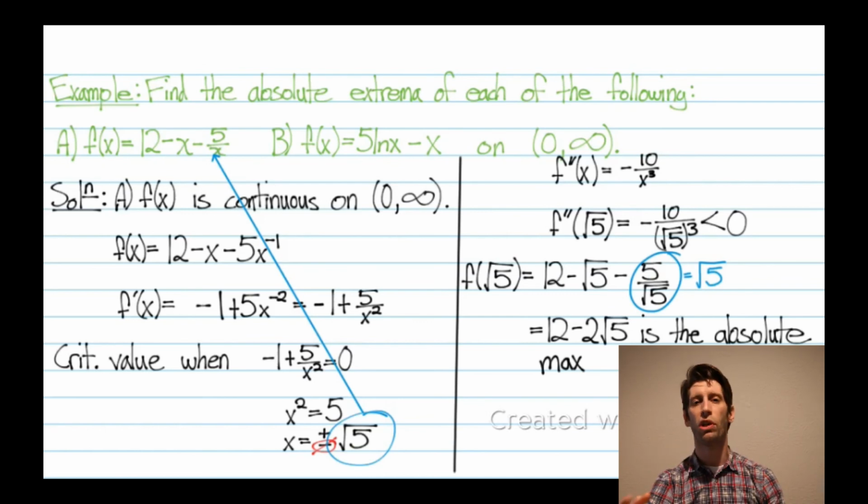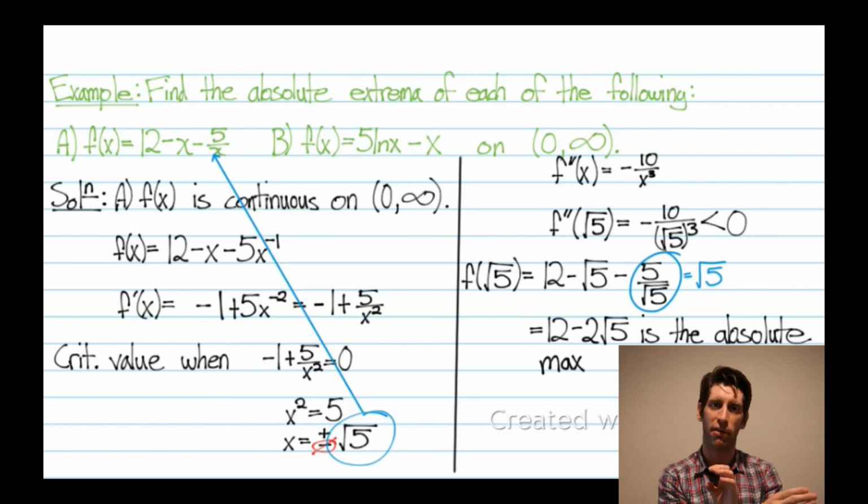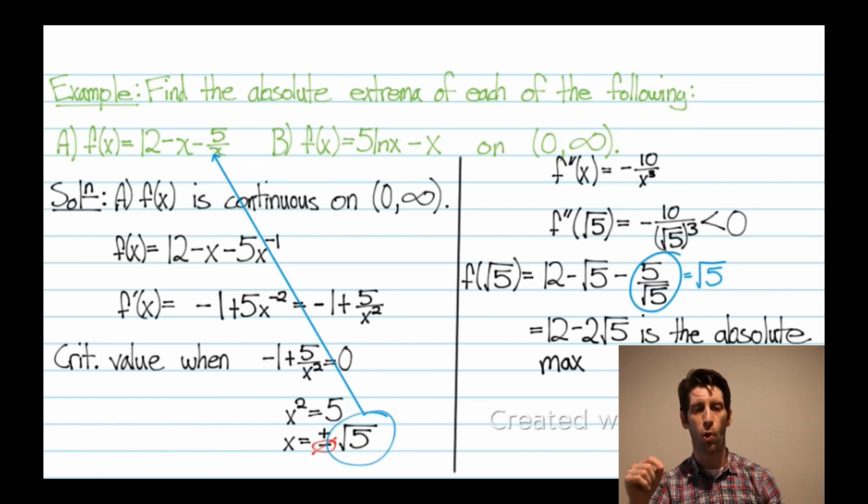Keep in mind here, we checked f is continuous. We only have a single critical number on the interval that we're concerned about. So you can think of this as restricting the domain of f to just positive numbers, and that's all we're worried about in this case. So at this point, go ahead and take a shot at part B. Keep your notes, bring them to class, and we'll go through part B in class together.